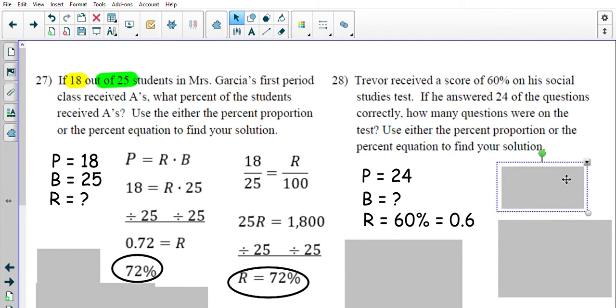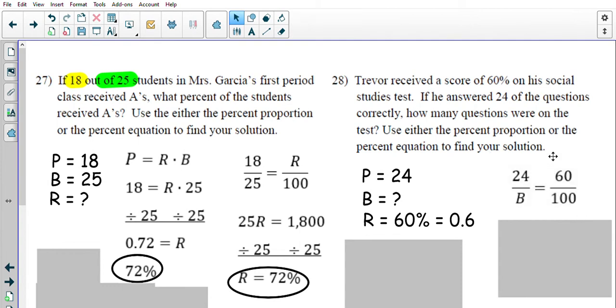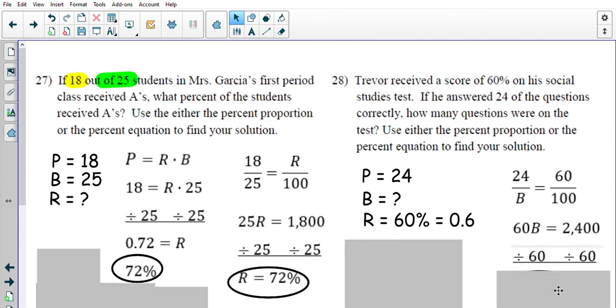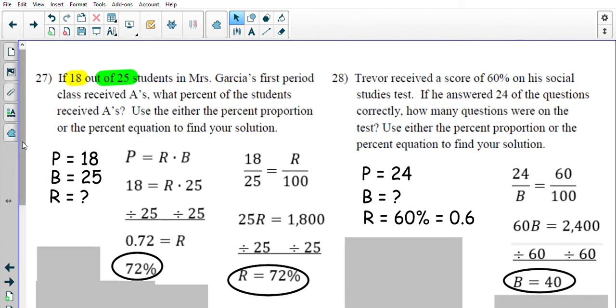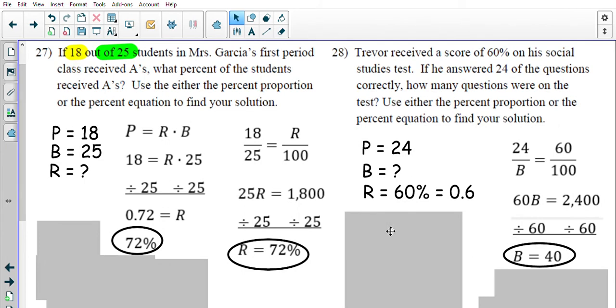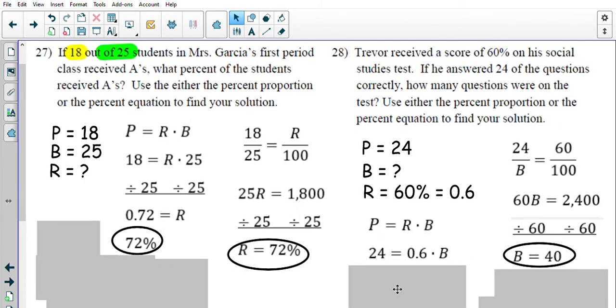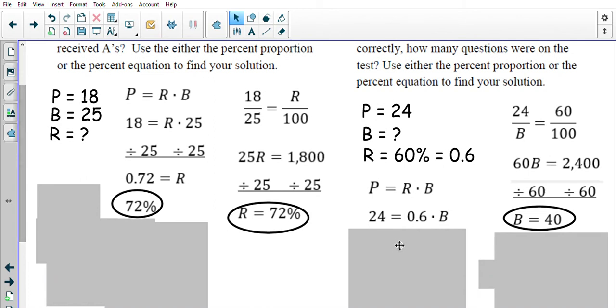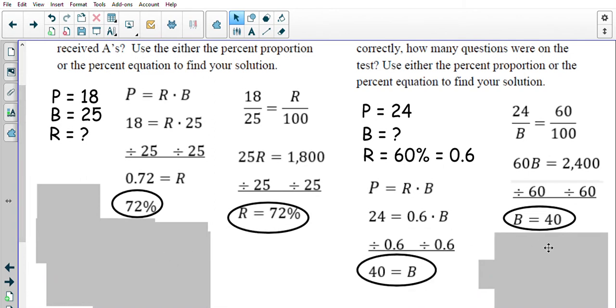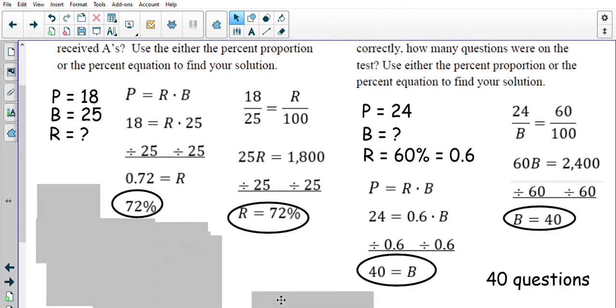So let's talk about the percent proportion first. We got 24 over B, P over B equals 60 out of 100. Cross multiply, we've got 60 times B is 60B, 24 times 100 is 2400. Divide both sides by 60, and we have 40 questions on the test. Let's do the percent equation. P equals R times B is 24 equals 0.6 times B. Divide both sides by 0.6. Guess what? You get 40 questions. Either way you do it, we determined that there are 40 questions on the test.